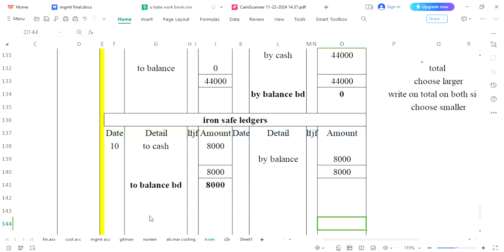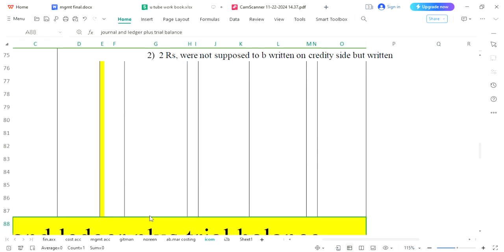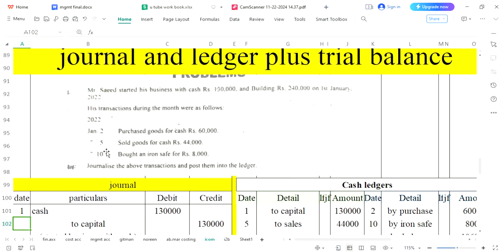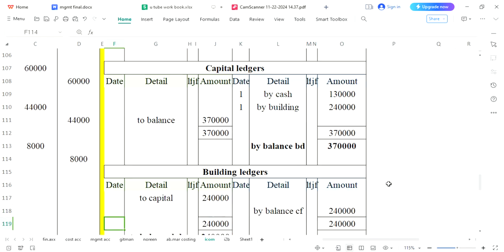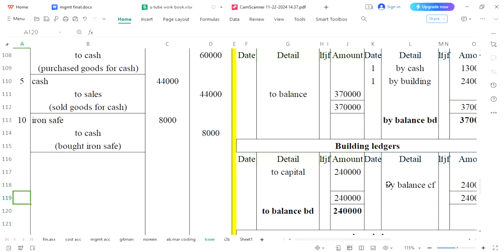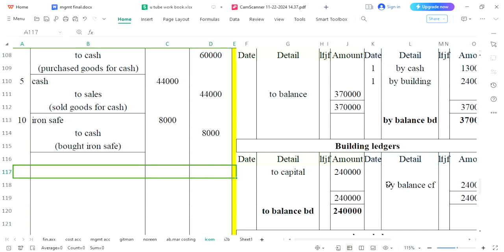As it was promised and committed, we are going to make three features: journal, ledger and trial balance. Our journal has been completed, which is here, and ledgers are completed, they are here. Now finally we are going to make our trial balance. For trial balance, the same performa would be used, and here we are going to make our trial balance. You may use other space as well, but for me it is a little easy over here.